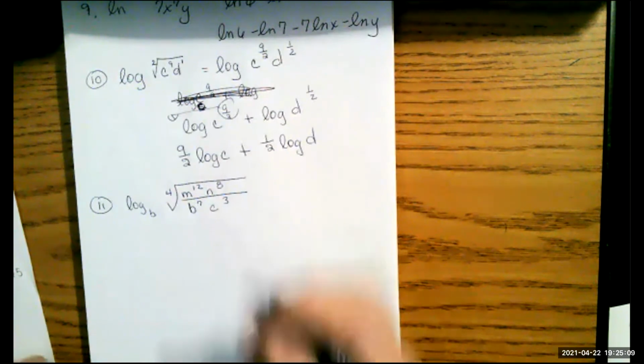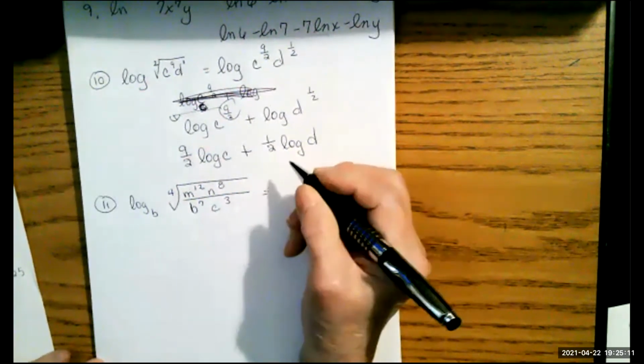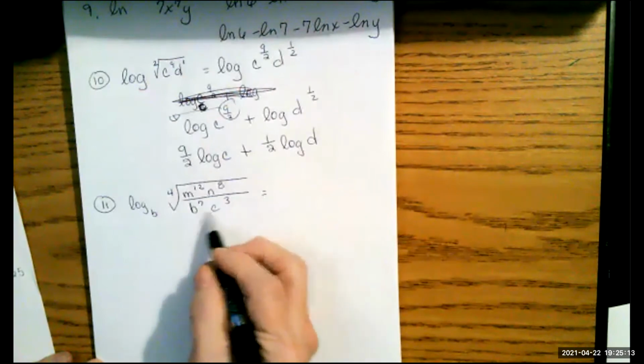Is it log b 12 over 4? Well, that's going to be the first step. Am I going the right direction? Log base b of m to the 12 over 4, n to the 8 over 4, b to the 7 over 4, and c to the 3 over 4. That's the first step. And then you would subtract, is that right? Because it's a quotient. These right here you subtract.